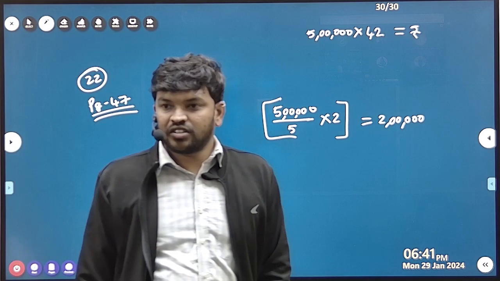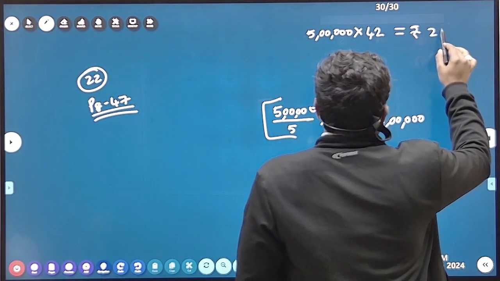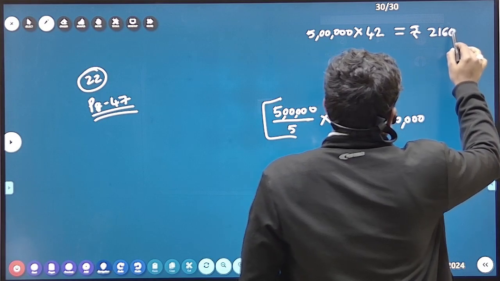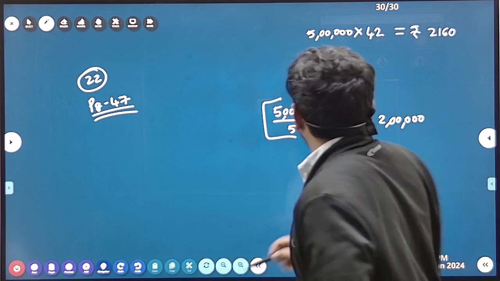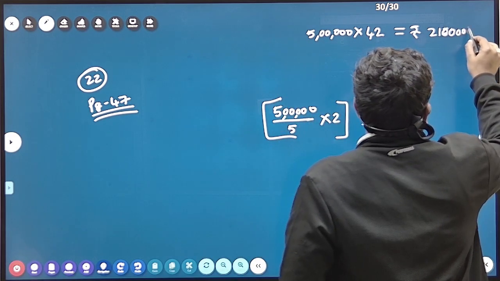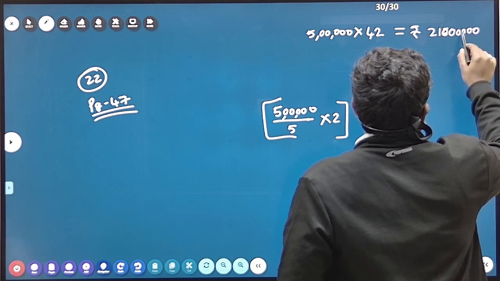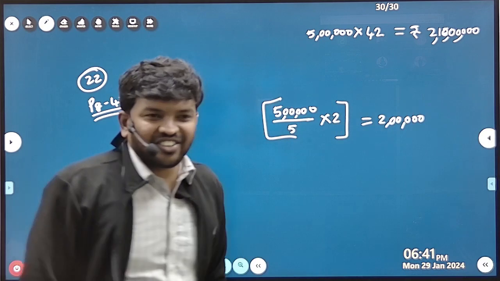How much? 2160? Acha, 2160s. 2 crore 10 lakhs. Yes or no?